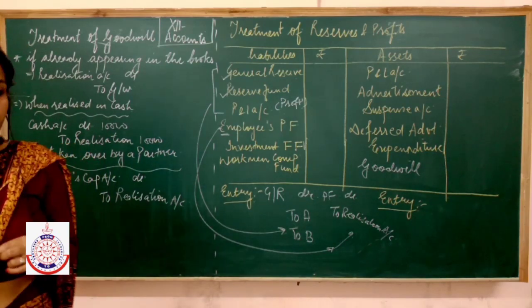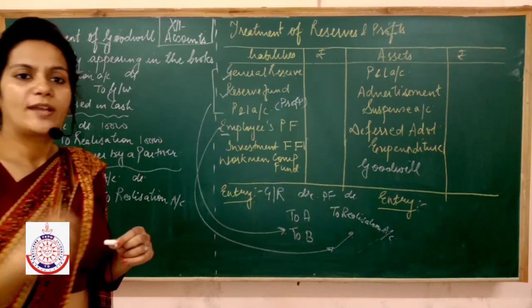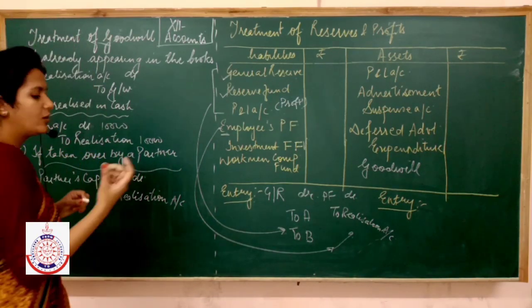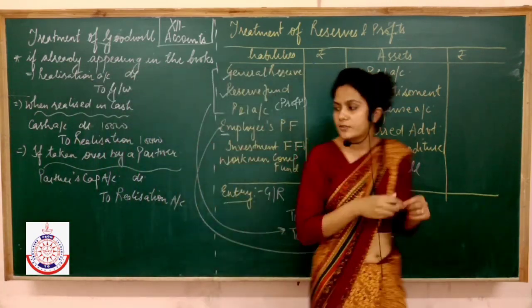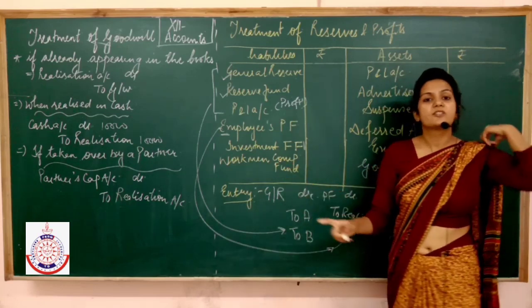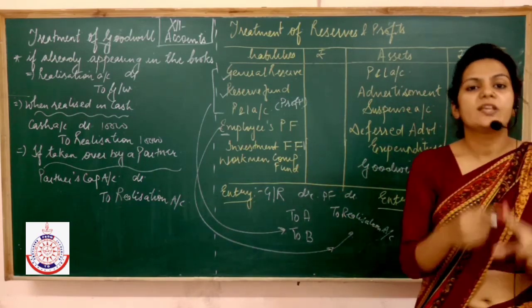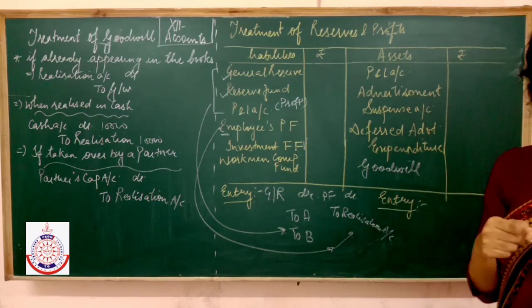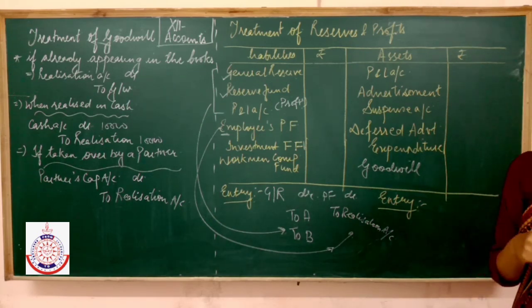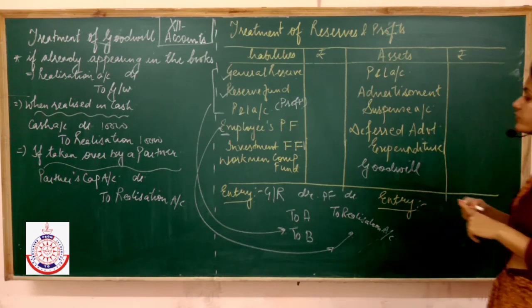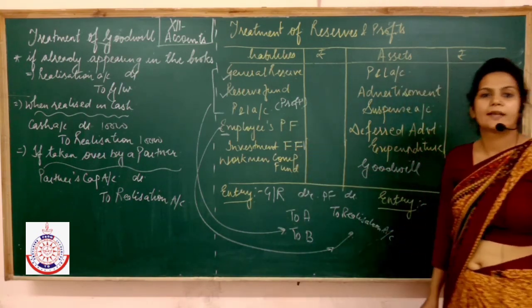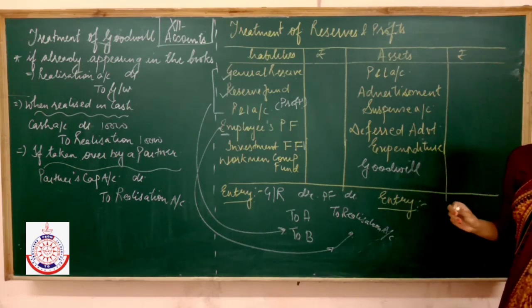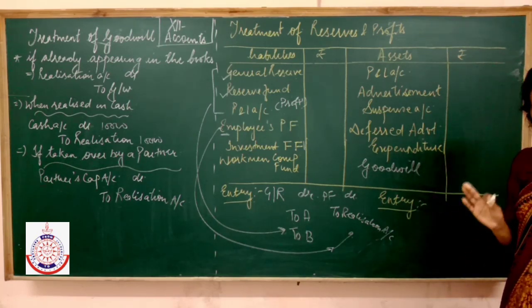Please make a note, students. Just write what I am telling you right now. It's better to always have a notebook with you. So just note it down. Investment fluctuation fund will not be transferred to partners' capital account. It will not be given to the partners. Rather, we have to simply transfer this IFF to realization account. That's all. We just have to transfer it.